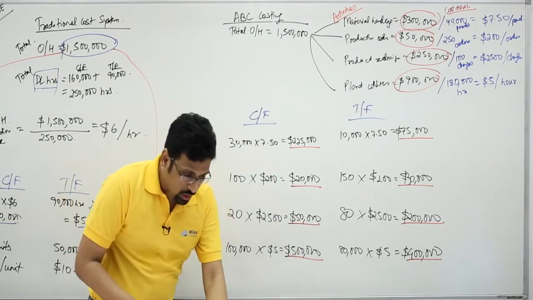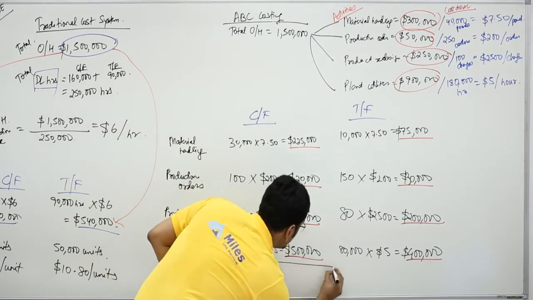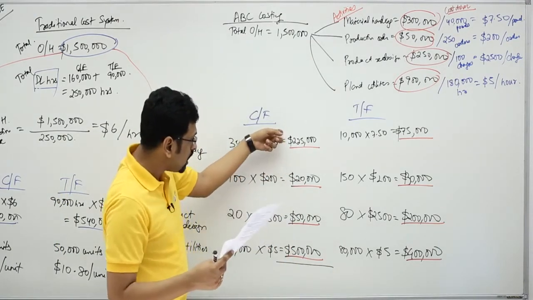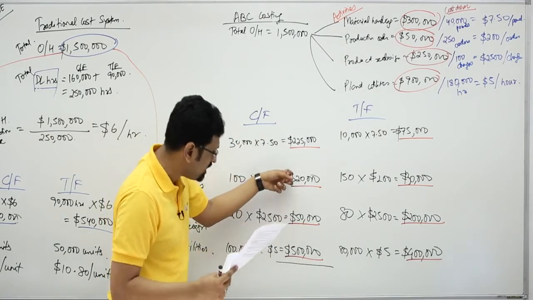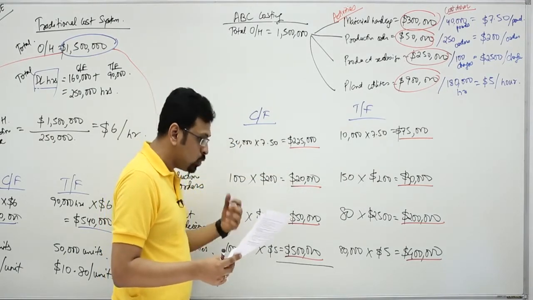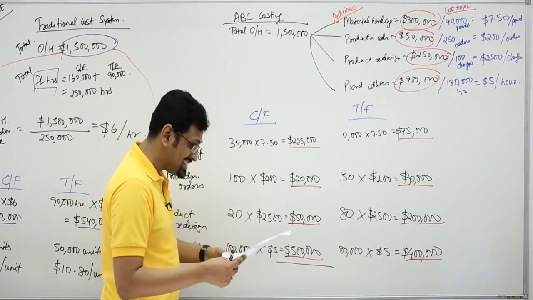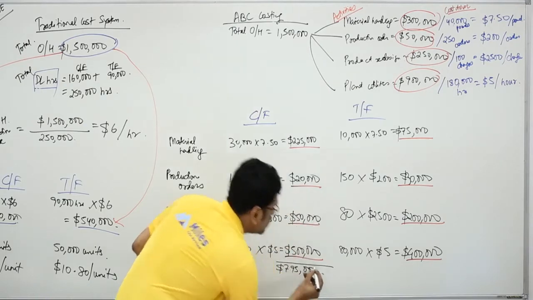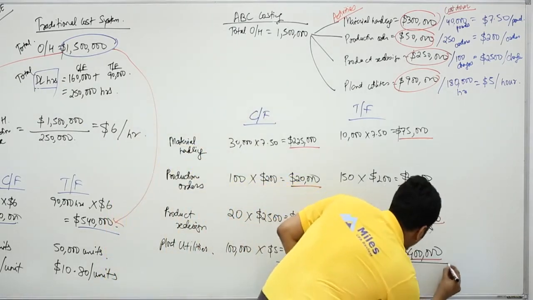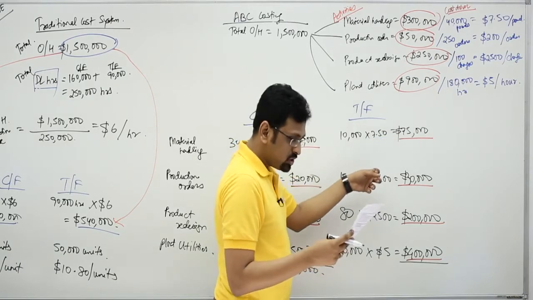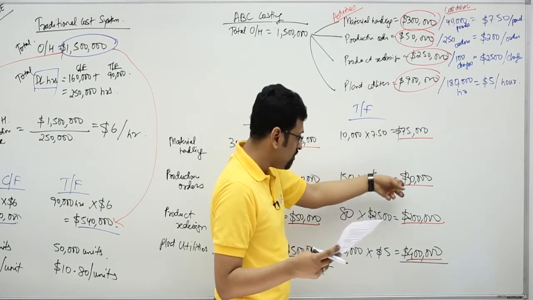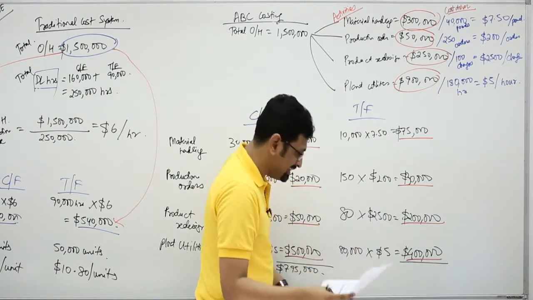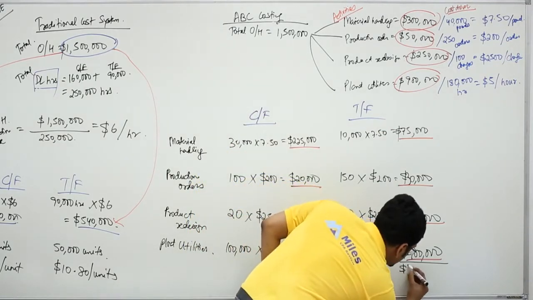Now if we total all this, the total overhead applied to ceiling fan is $225,000 plus 20, that's 245, plus 50, that's 295, and plus 500, that's $795,000. Looking at table fan, you have $75,000, $30,000, that's 105, plus 200, that's 305, plus 400, that's $705,000.